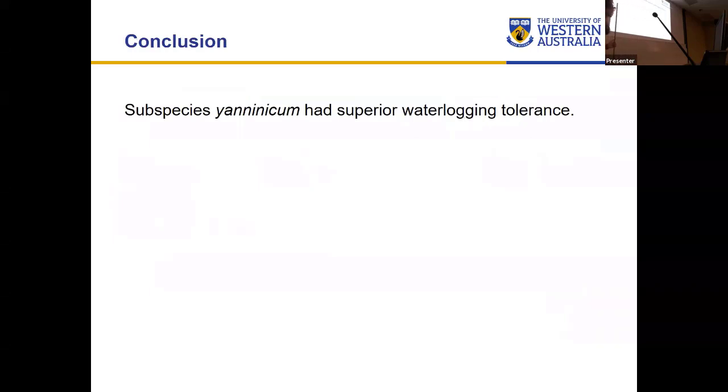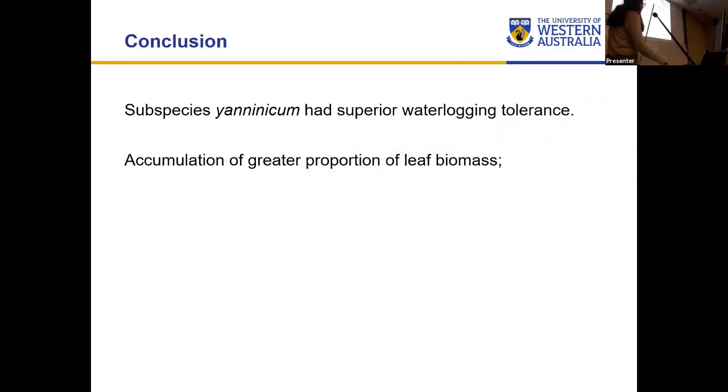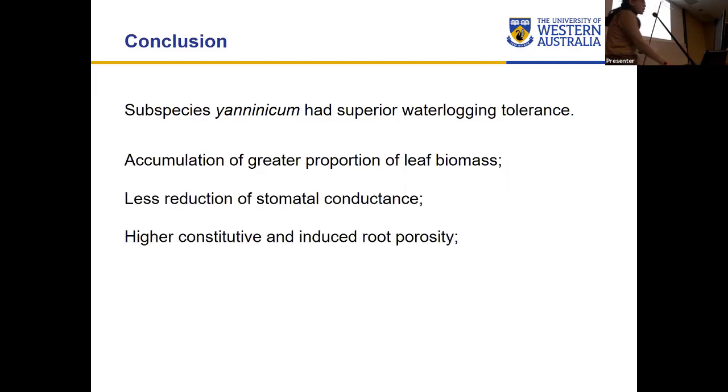So in the end, I would like to conclude that there was high variation in waterlogging tolerance among the subspecies, with superior tolerance in subspecies Aninicum, and waterlogging tolerance also varied among the cultivars within subspecies, which suggests that future study should focus on the intraspecies variation in waterlogging tolerance. There were several key traits contributing to waterlogging tolerance, which were accumulation of a greater proportion of leaf biomass, less reduction of stomatal conductance, higher constitutive and induced root porosity, and greater formation of new lateral roots.